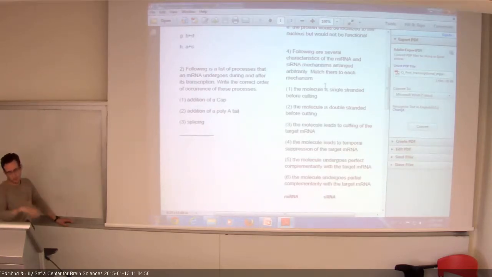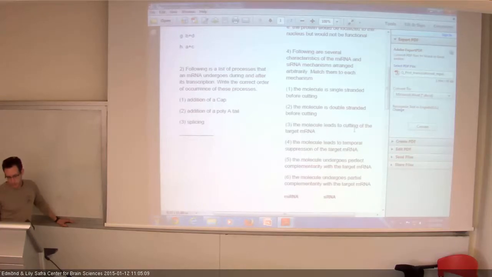So it's single-stranded, although it has a secondary structure where there's a region of complementary RNA, which looks two-stranded, but it's a single strand. Okay, microRNA. The molecule is double-stranded before cutting, so that's siRNA.